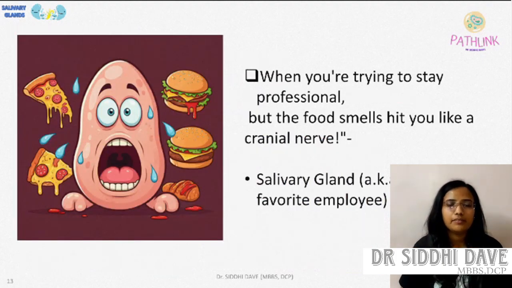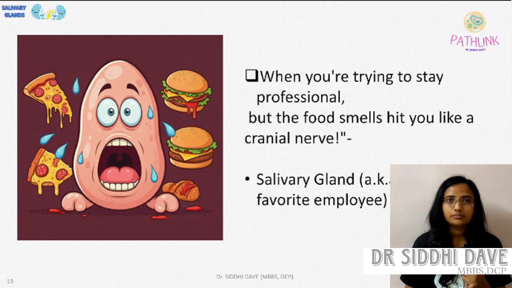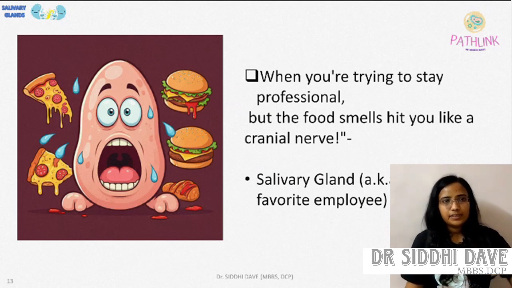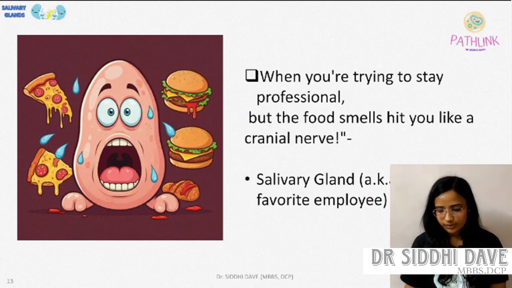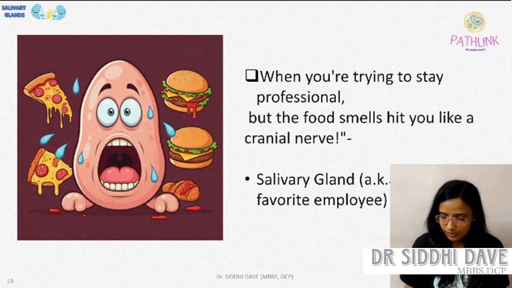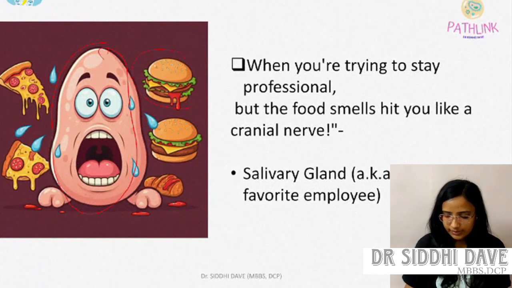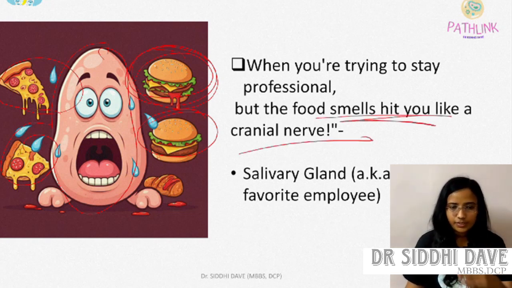So here we have completed all about the salivary gland tumors from the basics. If you have read this, you have read the salivary gland from Robbins. Just only 13 slides, in which you have covered all about the salivary glands from Robbins pathology, and you learned all the basics. So this is our salivary gland, when it sees burger, pizza, saliva keeps secreting.